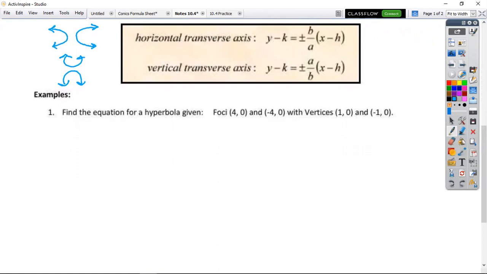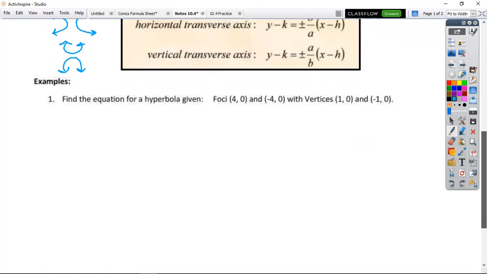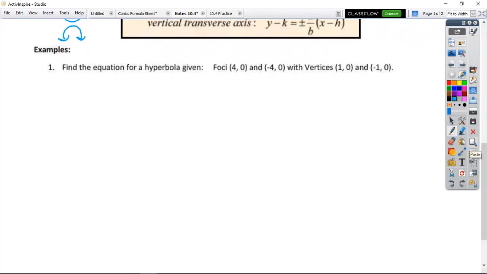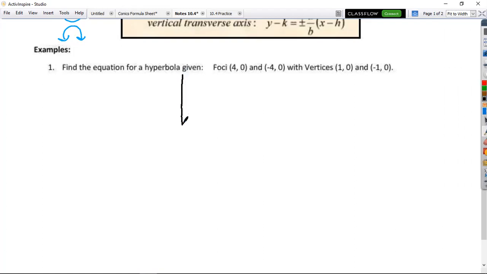So number 1, find the equation for the hyperbola given. So you have your foci that are given and you have your 2 vertices given. I want you to make a bigger than usual graph for this because I want to fit some details on this. So let's see. I'm going to have you label some things we need. Hopefully that's sufficient.